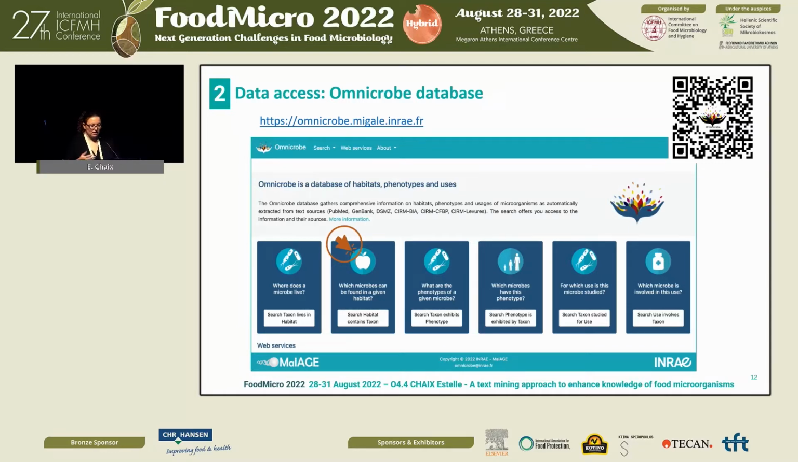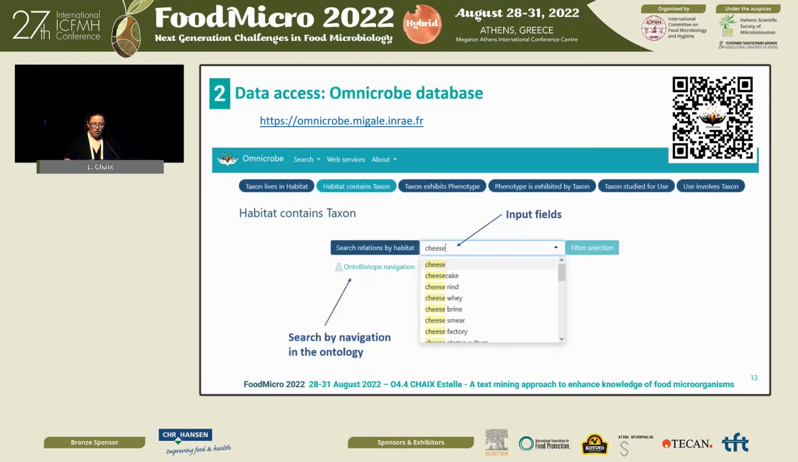So I can click here directly on the apple. There is an input field that can be automatically completed. So I take cheese because I'm French. I can also search, in fact, the words used to classify, because it's a classification by navigation through an ontology.